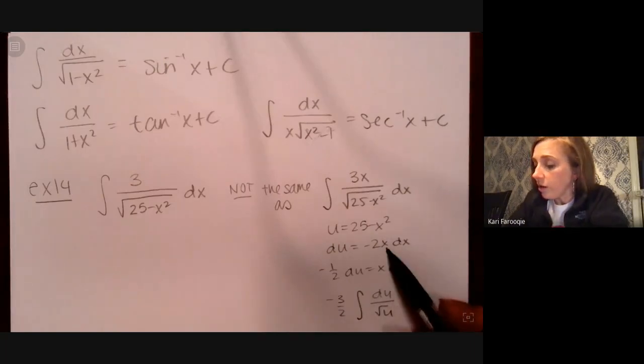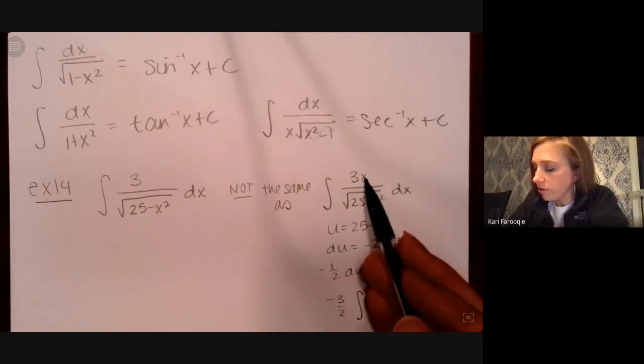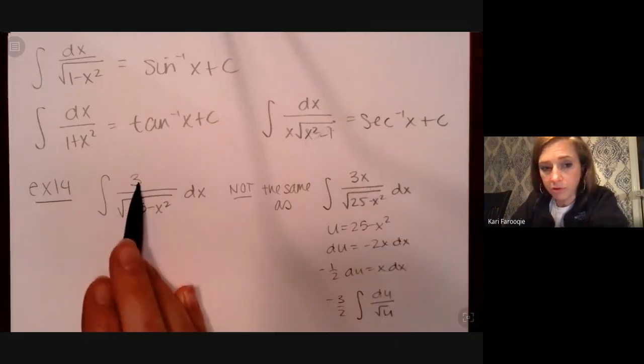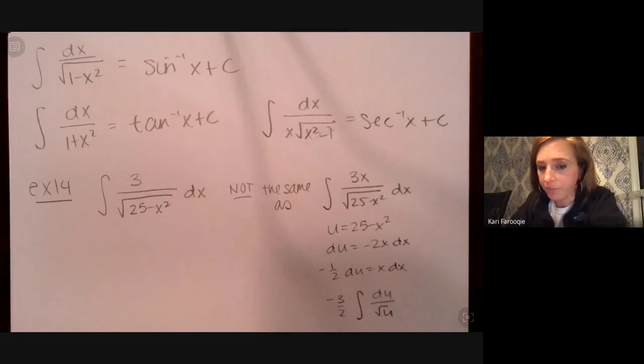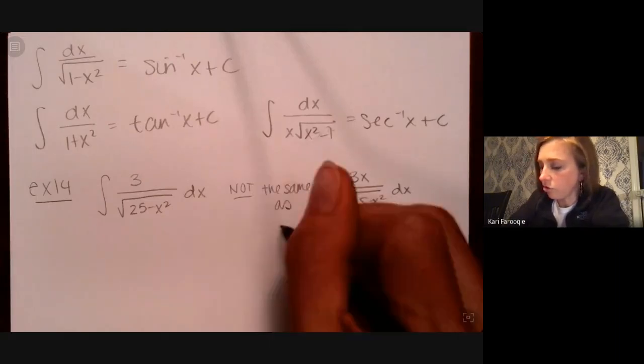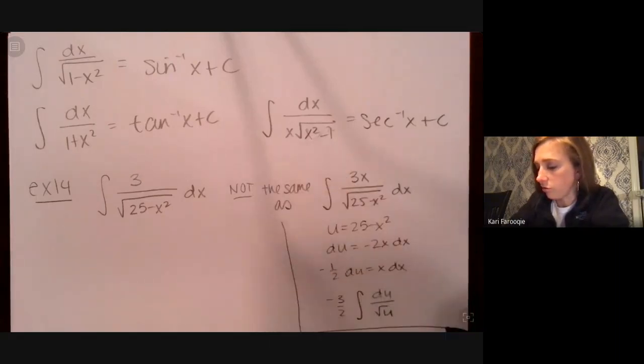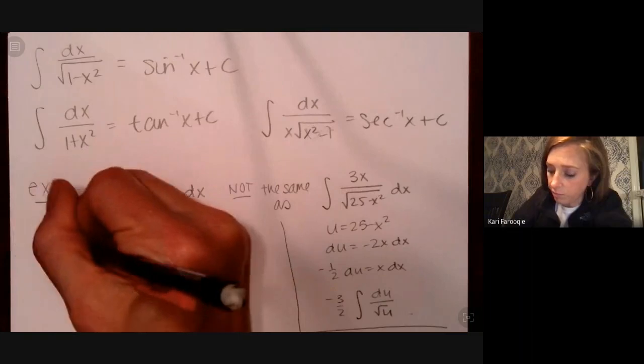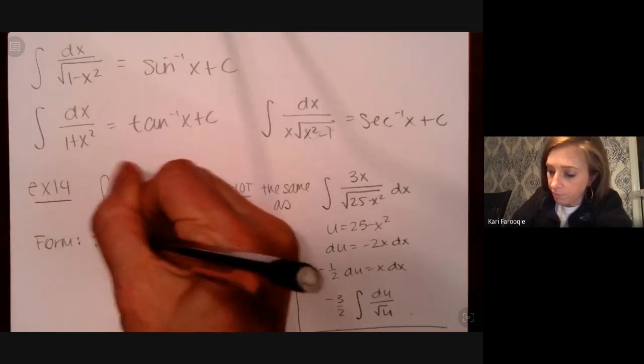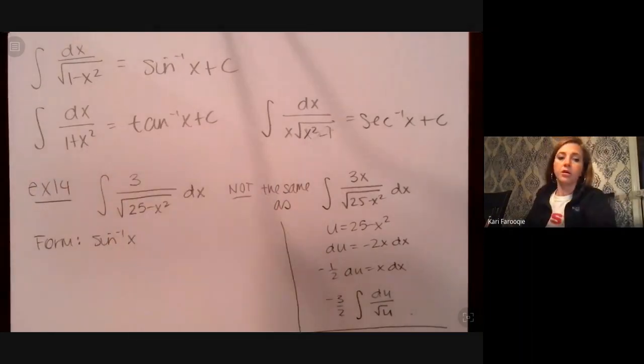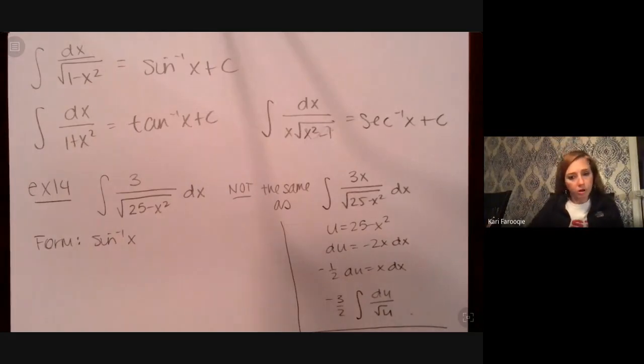This works because you have 1 degree less in your derivative. This is 2 degrees less. This is x to the 0 power. Not the same. Make sure that you understand the difference. This is a u substitution. This is in the form of an inverse sine. You're just going to have to do a little bit of work on it to make it look like that.